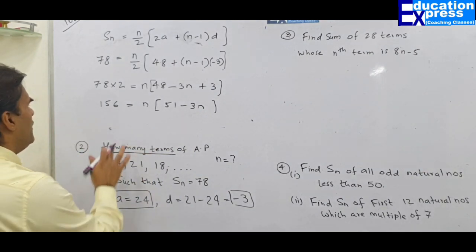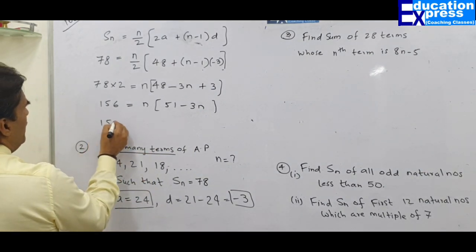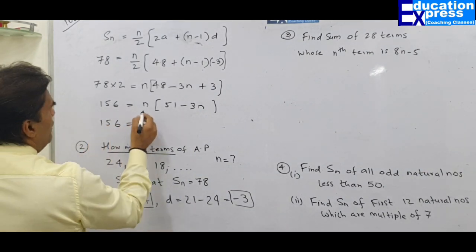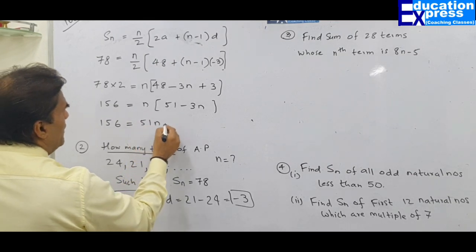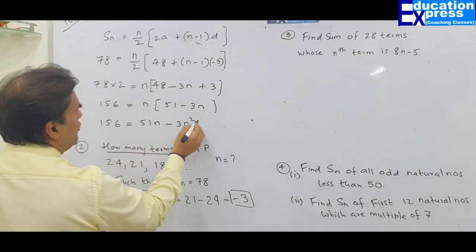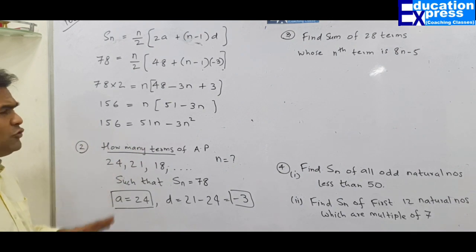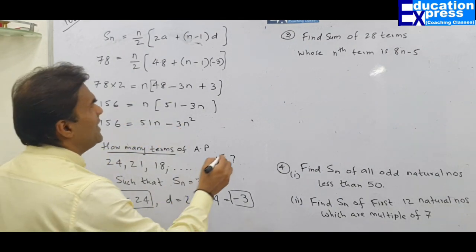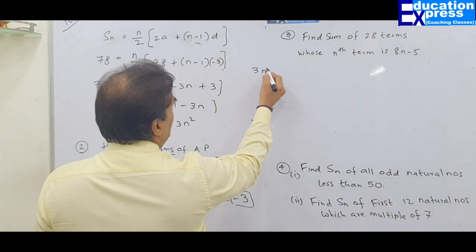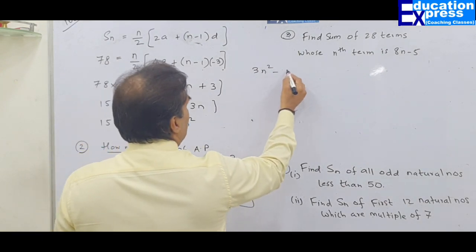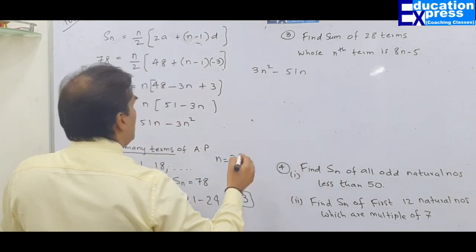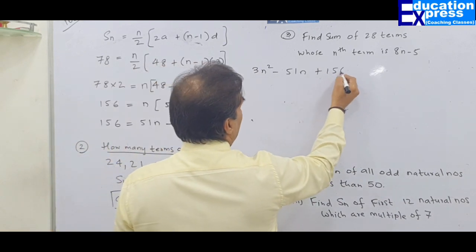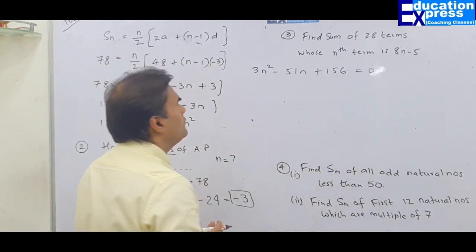Can we open this further? Yes, sir. 156 is equal to 51n minus 3n square. Can we convert this into a simple quadratic equation? Shift everything on the other side. So you get 3n square minus 51n plus 156 equals to 0.